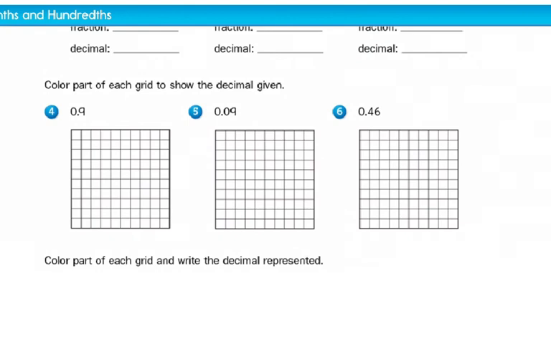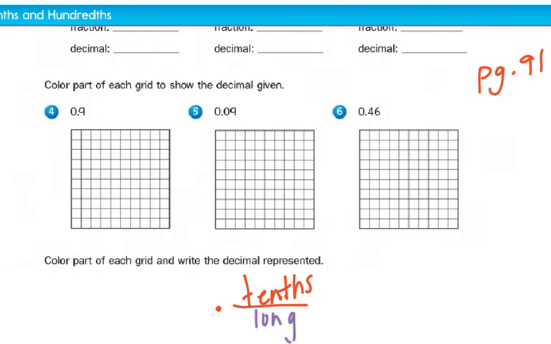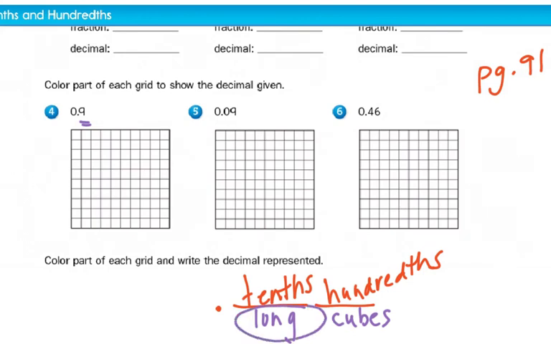Moving on to the middle of page 91. It says color part of each grid to show the decimal given. Remember, the first place after the decimal is called tenths, and that's the same thing as a long. The next place is called the hundredths, and that refers to the cubes. So if you look, we have what's called 9 tenths, 9 longs. So go ahead and shade in 9 longs.